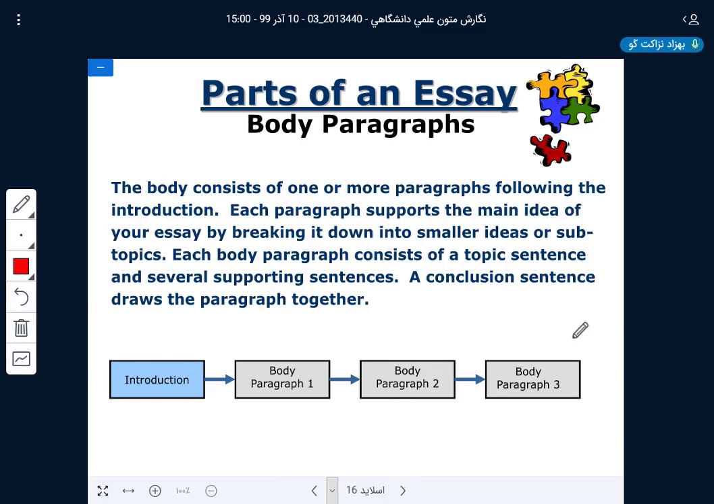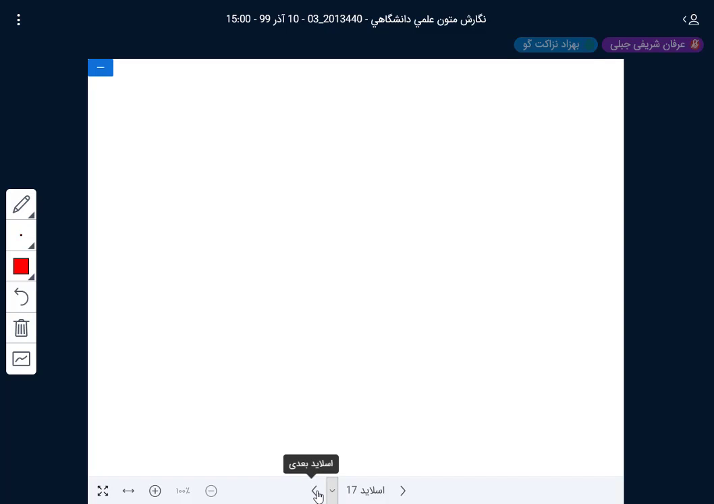Well, will you please read this part? Yes, sir. The body consists of one or more paragraphs following the introduction. Each paragraph supports the main idea of your essay by breaking it into smaller ideas or subtopics. Each body paragraph consists of a topic sentence and several supporting sentences. A conclusion sentence draws the paragraph together. Very good.